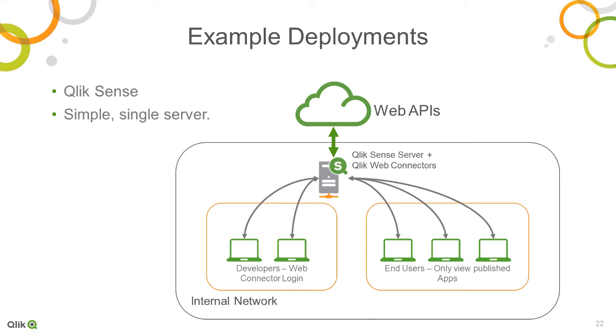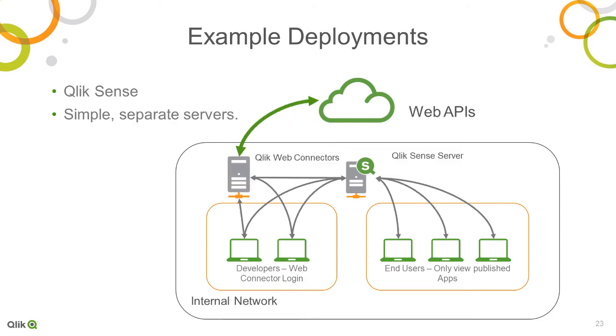The optional configuration would be to instead put the web connectors on a separate machine. Maybe not for performance reasons, but for security concerns, because you do need internet access. Maybe you don't want your Sense server to be in the DMZ. And of course, we see here we have end users accessing the Sense server. We have developers accessing either the Sense server or the web connector interface separately.